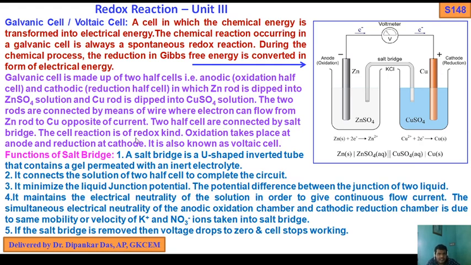The two half cells are connected by a salt bridge. The cell reaction is of the redox kind. Oxidation takes place at the anode and reduction at the cathode. It is also known as a voltaic cell. That is the main function of the galvanic cell.